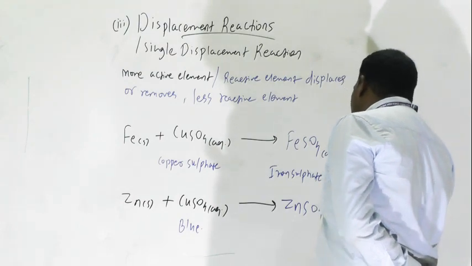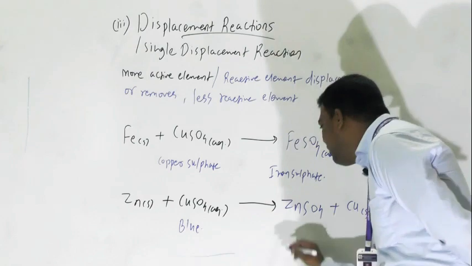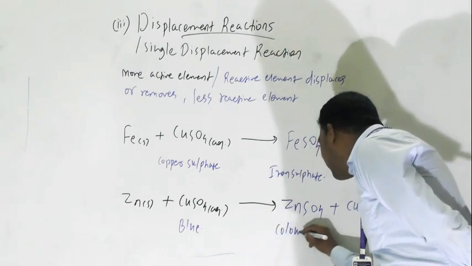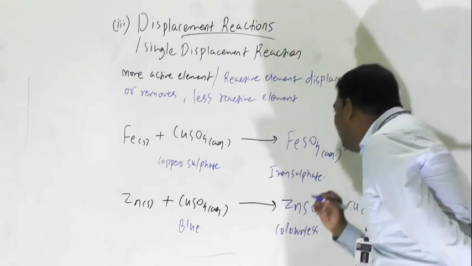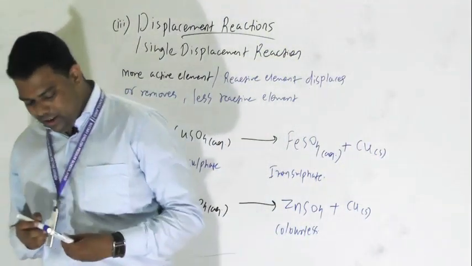ZnSO4 plus Cu solid. Okay, so this zinc sulfate is what? Colorless. This is a single displacement reaction. And one more reaction.